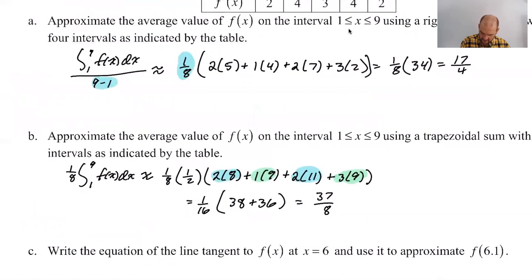How do these compare? This would be 34 over 8 and 37 over 8. They're pretty close, so I think it's probably right. I'm not going to use a calculator, but if you have a calculator available, why are you not using your calculator?